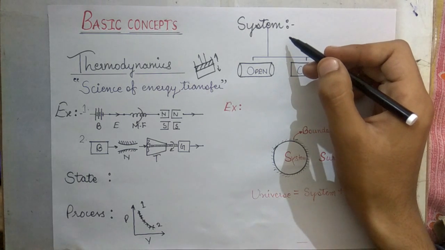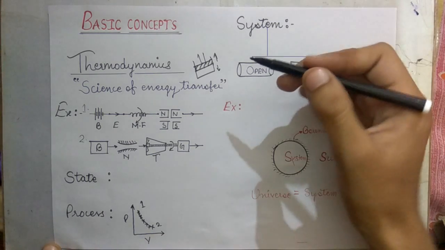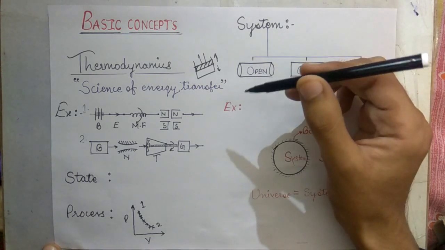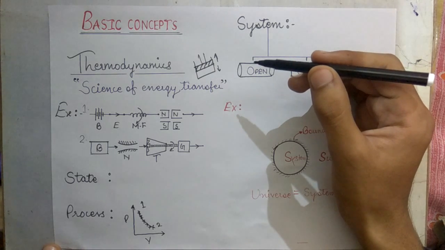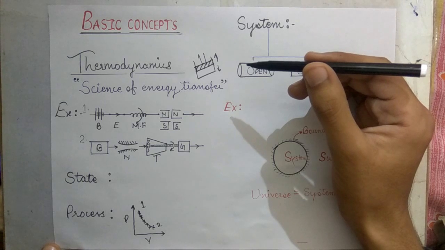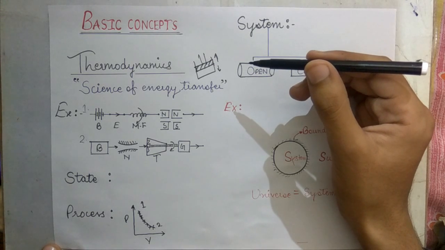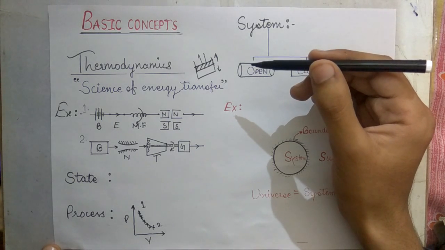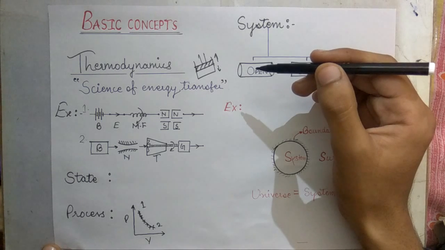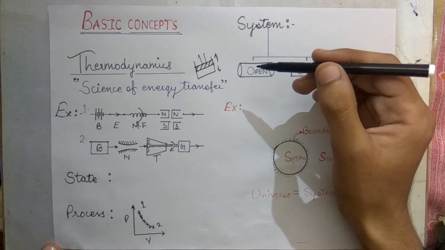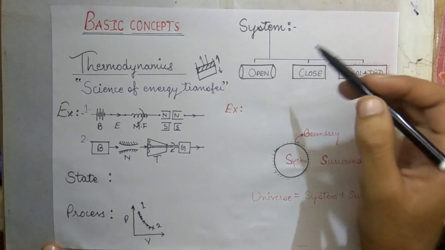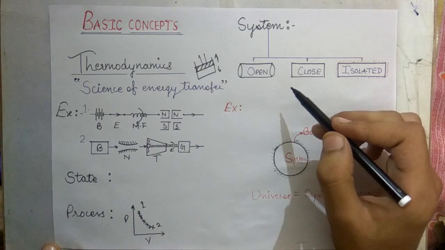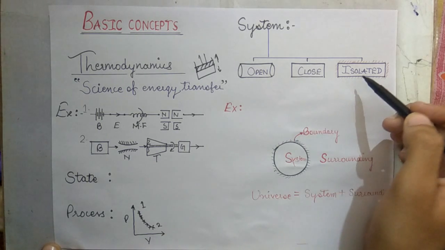Now one more term is very important: the system. A system is a quantity of matter. Suppose I have a pen in my hand, it's also a system. So it's a quantity of a substance or region in space on which thermodynamic study is to be done, or you may say the focus is concentrated. So this is all a thermodynamic system. It is further classified into three systems: open system, closed system, isolated system.